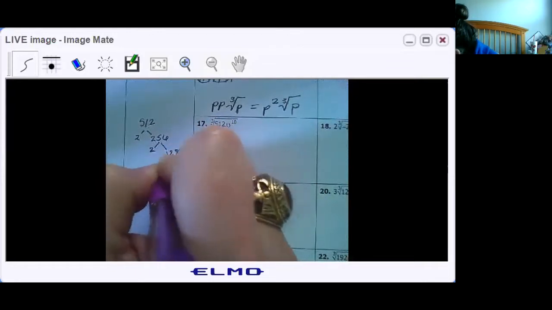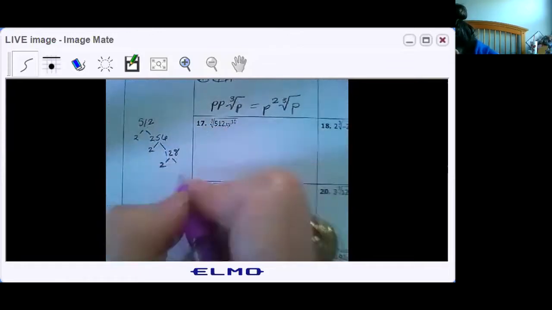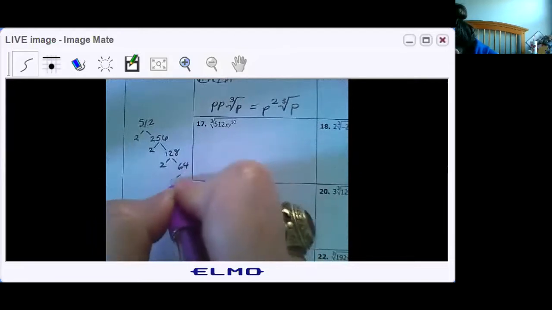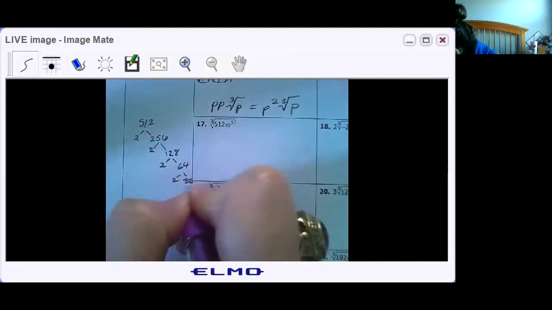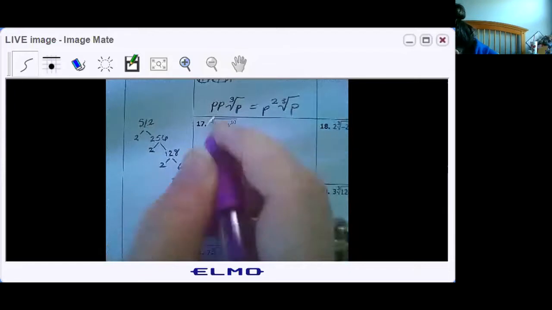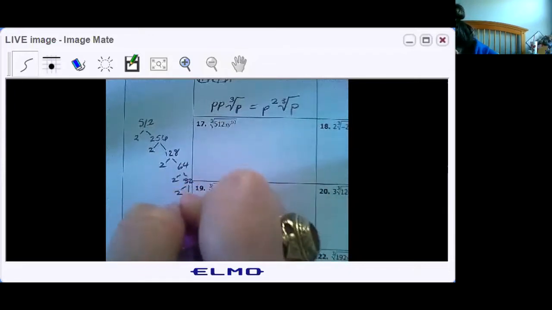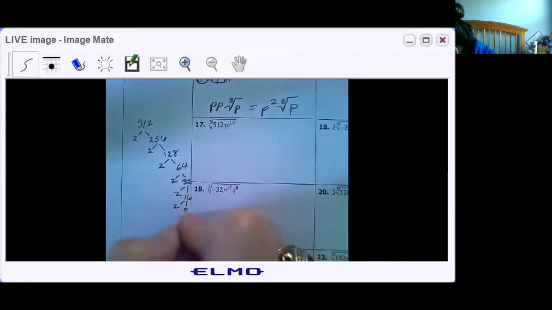128. Divide by 2 again. 64. Divide by 2 is 32. Divide by 2 is 16. Divide by 2 is 8. Divide by 2 is 4. Divide by 2 is 2 times 2.